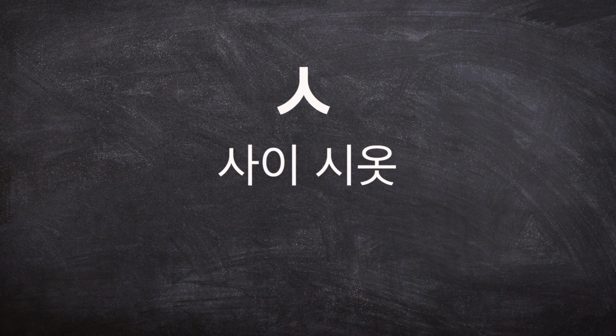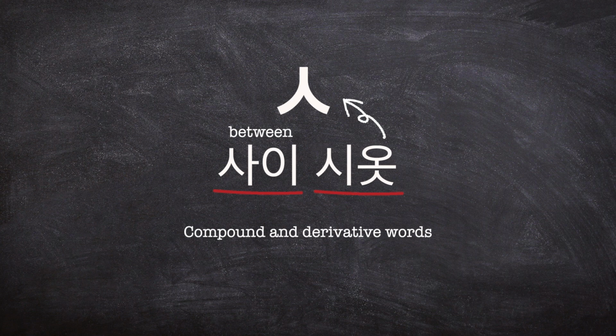What we're gonna study today is an edition of sa-i-shi-ot. We call it sa-i-shi-ot. Sa-i means between and shi-ot is the name of this consonant. The shi-ot is placed in between two words, especially for compound and derivative words. That's why we call it sa-i-shi-ot.